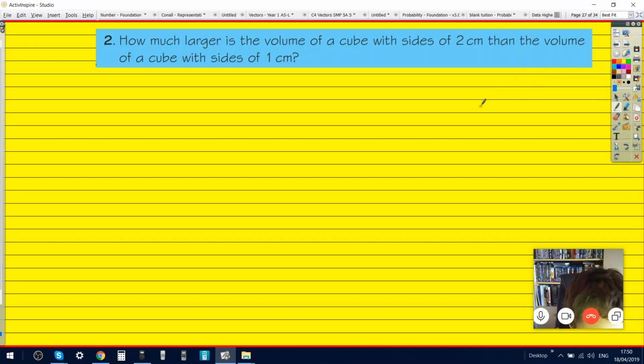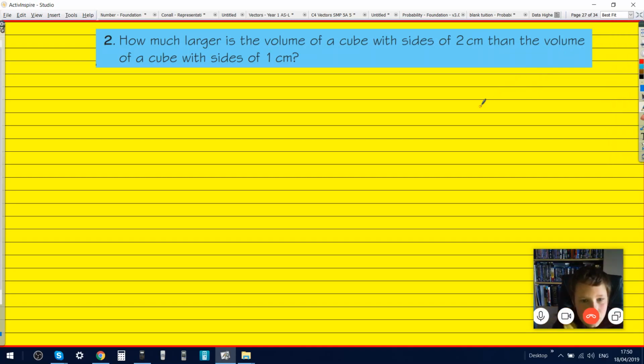Okay. How about this one? So how much larger is the volume of a cube with sides of 2 centimeters than the volume of a cube with sides of 1 centimeter?